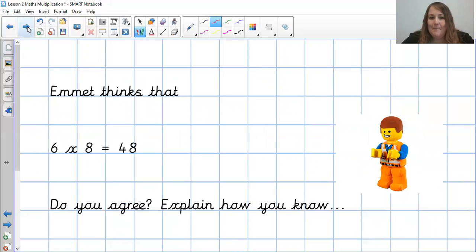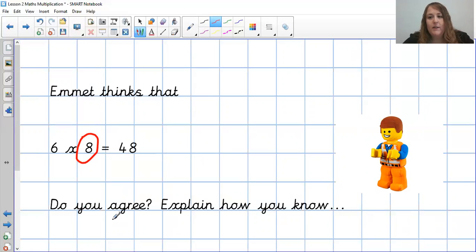Last but not least, our Emmett problem. Emmett thinks that 6 times 8 is 48. Do you agree? Explain how you know. So do you agree with the way that Emmett has worked out that problem? Has he used his doubling? So we know that 8 is one of our doubled numbers. Has he got the correct answer? If you think yes, you can explain how you know.